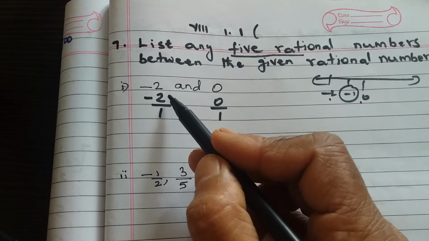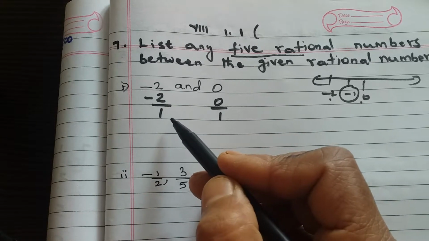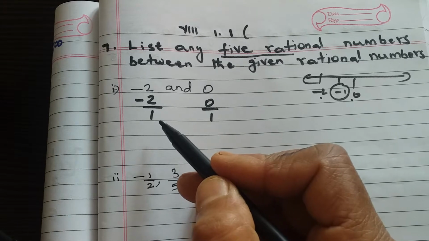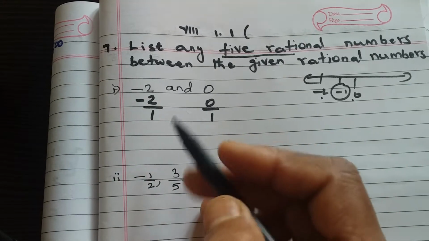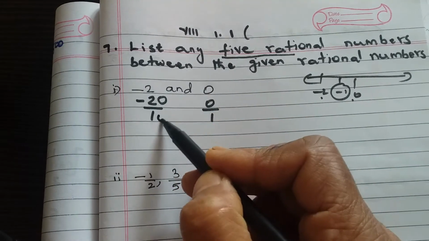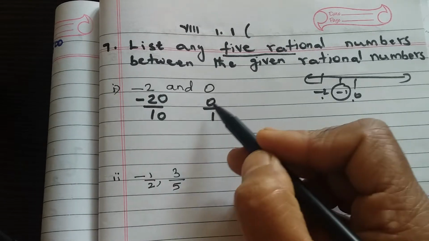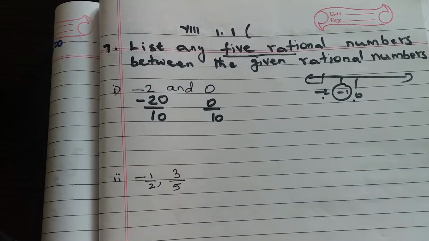We just multiply both numerator and denominator by the same number. You can multiply by any number, 2, 3, other than 1. But to make it simple, I just multiply by 10. When you multiply by 10, you just put 0. 2 tens are 20, 1 ten is 10. And here 0 into 10 is 0 only, and 1 into 10 is 10. Whatever number you multiply 0 with, it becomes 0.